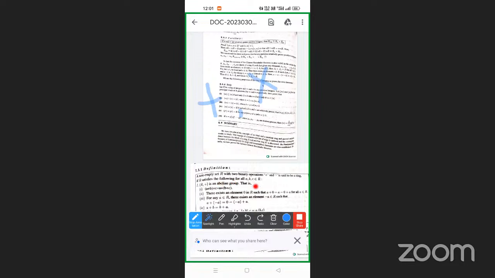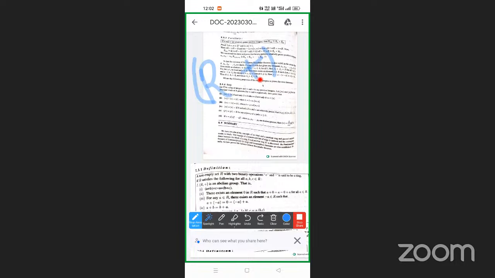For all a, b, c belongs to R. The first condition of a ring: (R, +) is an abelian group. So what are the abelian group conditions? (R, +) is an abelian group. The first condition is closure with respect to addition, so R is closed with respect to addition.